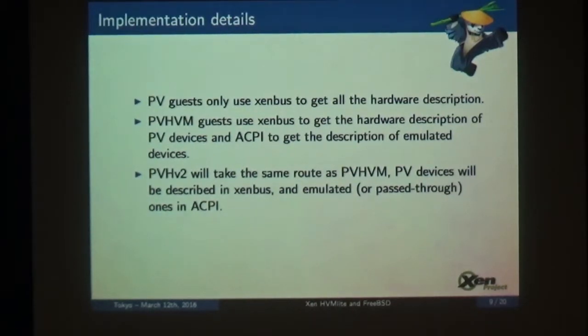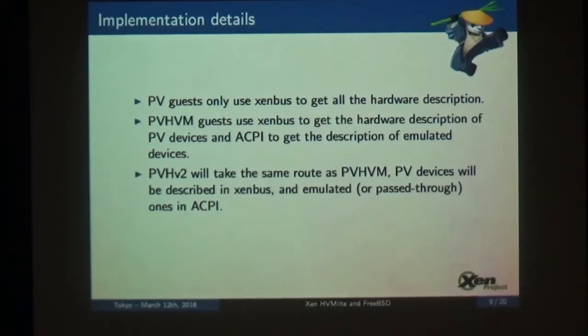In the new implementation, we wanted to do something that was very similar to PVHVM. We want the paravirtualized device information to come from Xenbus, and we want the emulated or pass-through device information to come from ACPI. This is important because it means that from Xenbus, we will only get the description of paravirtualized devices, which is easy and fine. And then the real devices, the physical devices, the emulated devices, we will get the description from ACPI, which is what we do on native.